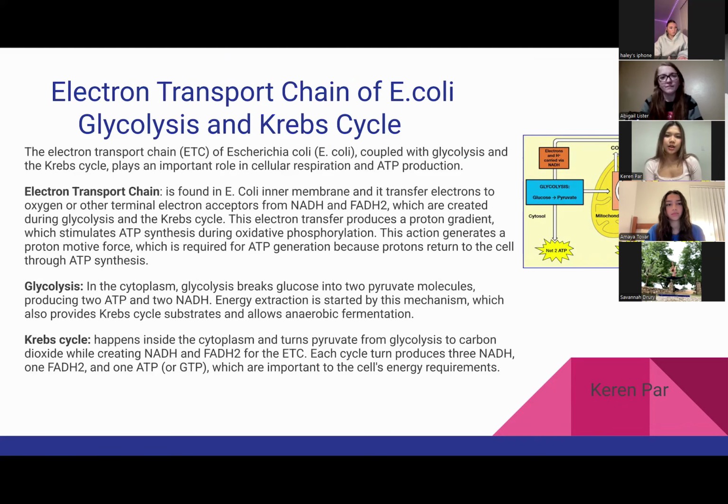Electron transport chain of E. coli, glycolysis and Krebs cycle. The electron transport chain of E. coli coupled with glycolysis and the Krebs cycle plays an important role in cellular respiration and ATP production. The electron transport chain is found in the E. coli inner membrane and it transfers electrons to oxygen or other terminal electron acceptors from NADH and FADH2, which are created during glycolysis and the Krebs cycle.